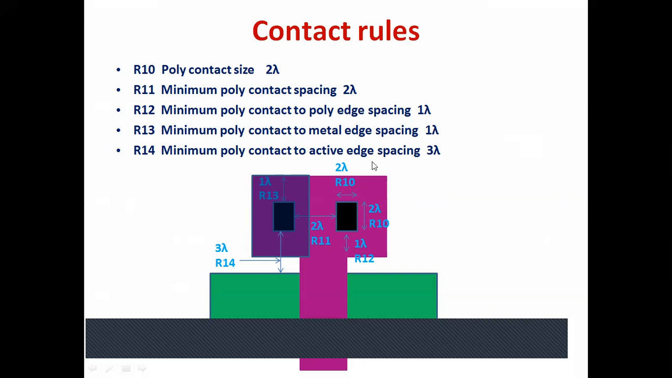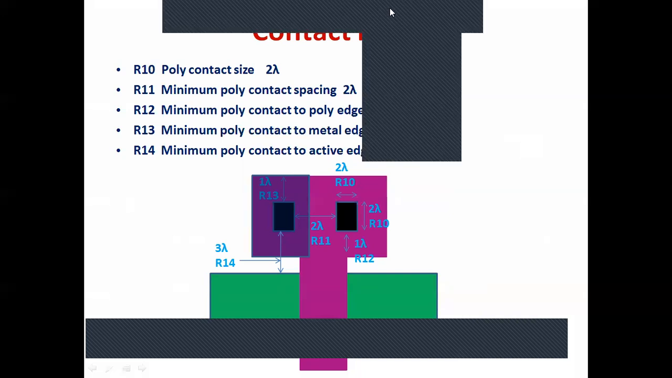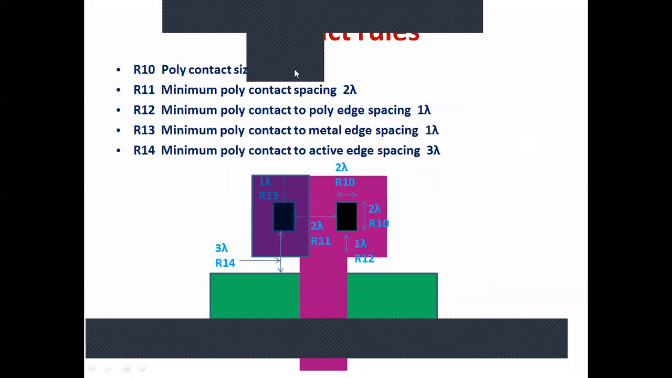Now what is R13? When we make a metal contact, we put metal on it. So whatever you see here is metal, that's why the color is different. This is metal edge and this is contact edge, R13. Concentrate here on R13: 1 lambda. This is R13, metal edge to contact edge. Or I can draw it separately and tell you.